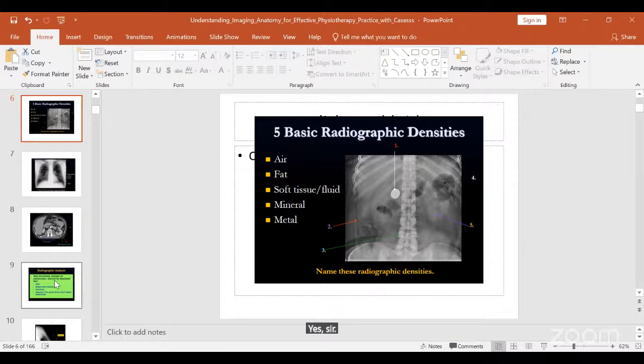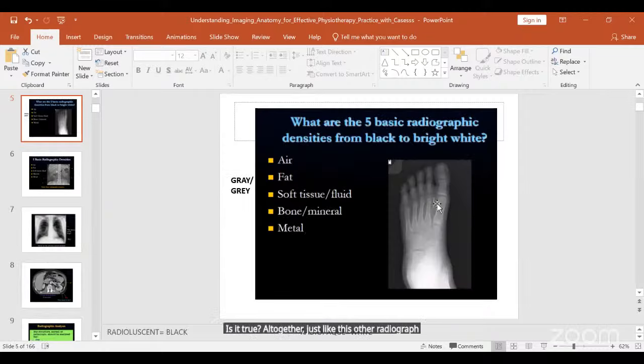Are we together? Just like this other radiograph, this needle, the position is where? It's in between the heads of the first and the second metatarsals. Good. Are we together? Yes, sir.